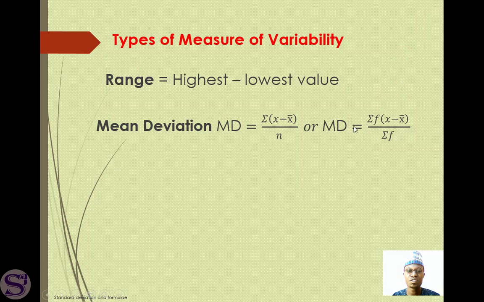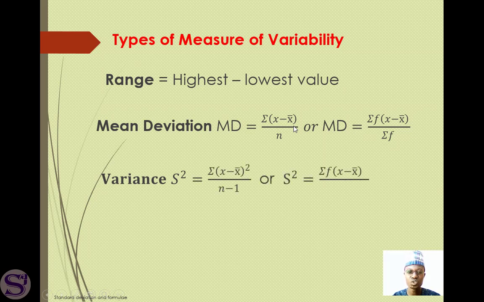Most of the time, the mean deviation is equal to 0 when computed, especially when the data is not large. And even if the data is large, sometimes the mean deviation is very little. It's very small in size. So this weakness led to the use of variance as a measure of variability.